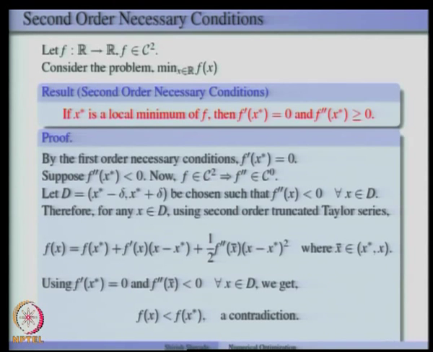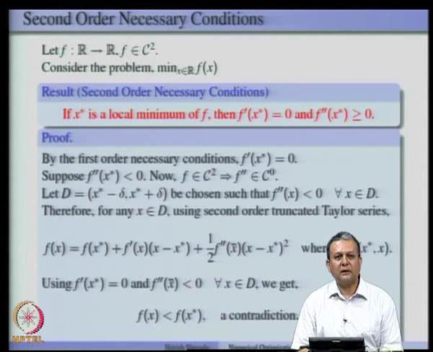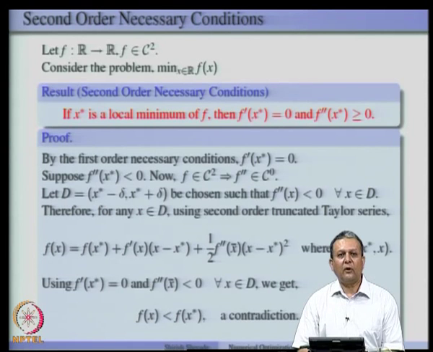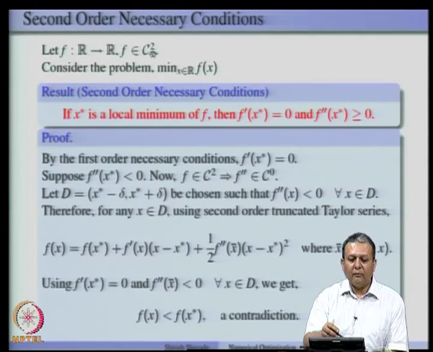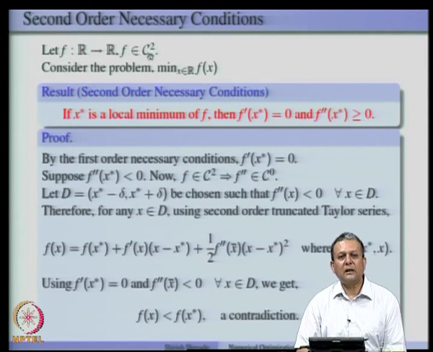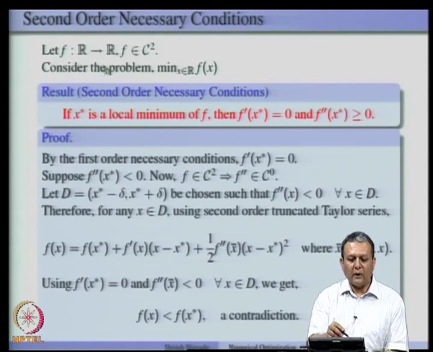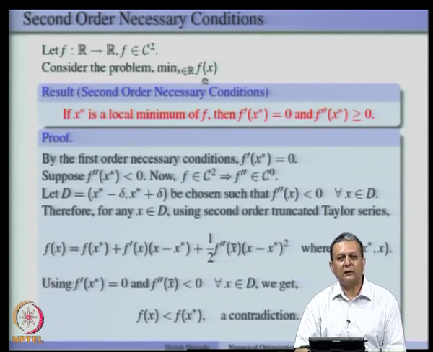So, let us look at the second order necessary conditions. For the second order necessary conditions we need the second derivative of the function. So, let us assume that f belongs to C2, that is, the second derivative of the function is continuous and the function is from R to R, and we are interested in solving a one dimensional unconstrained optimization problem.